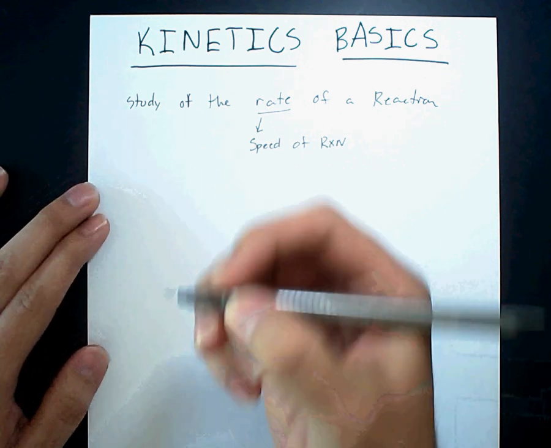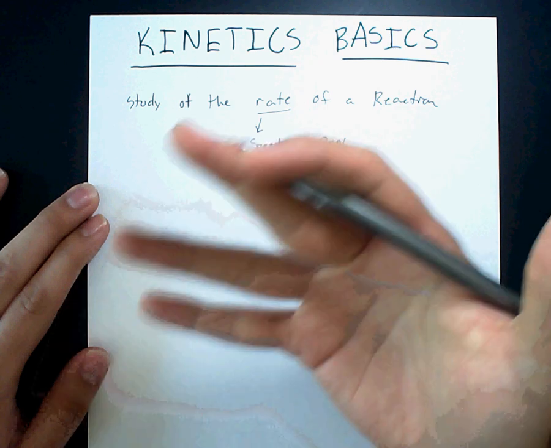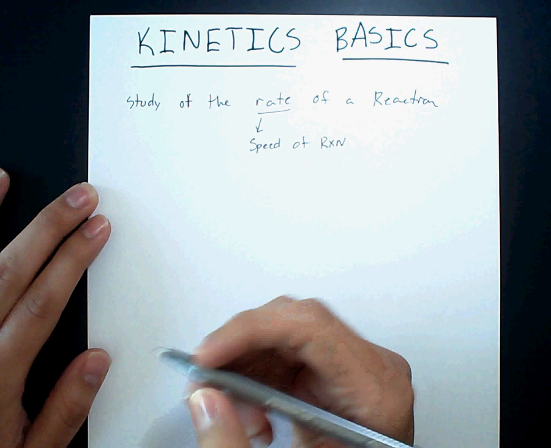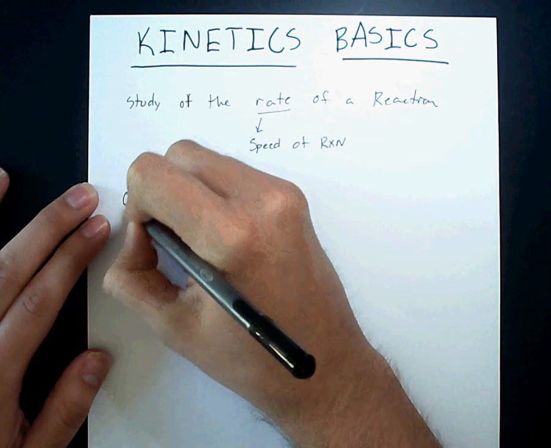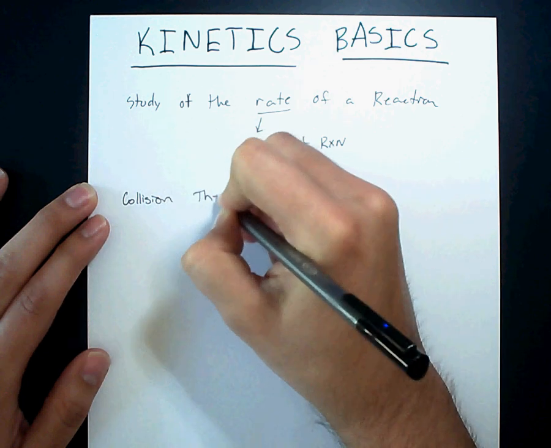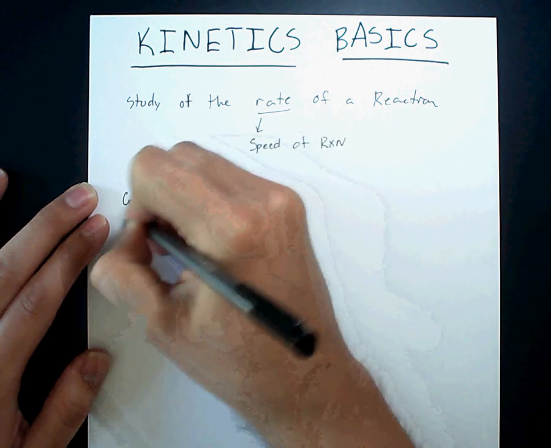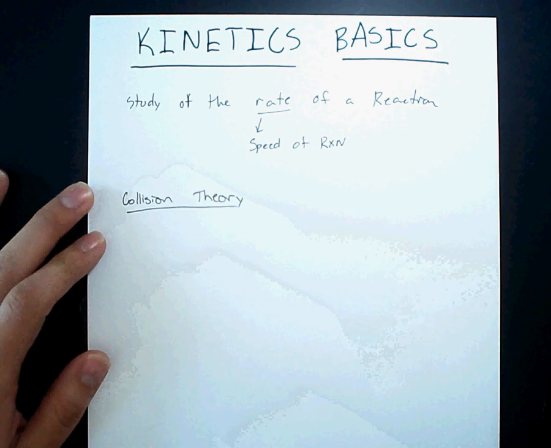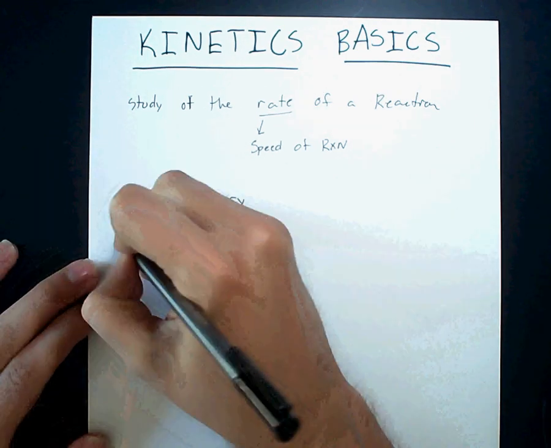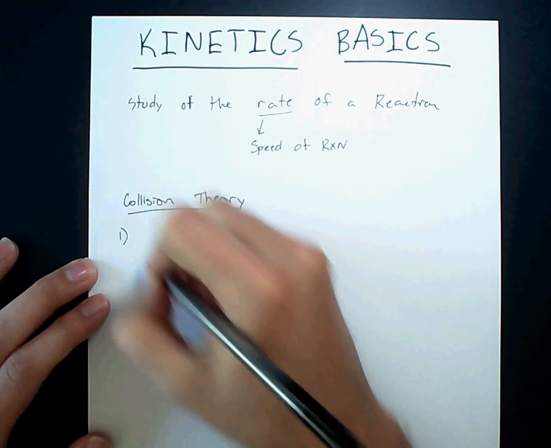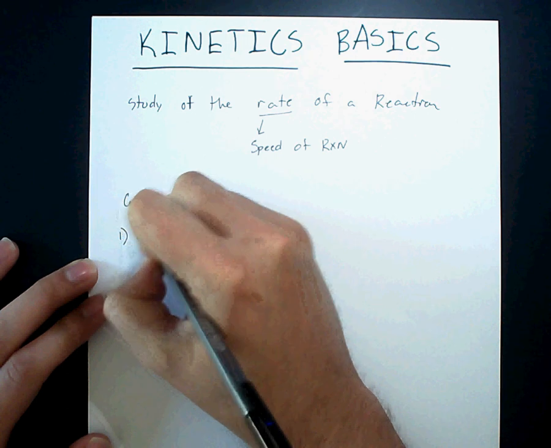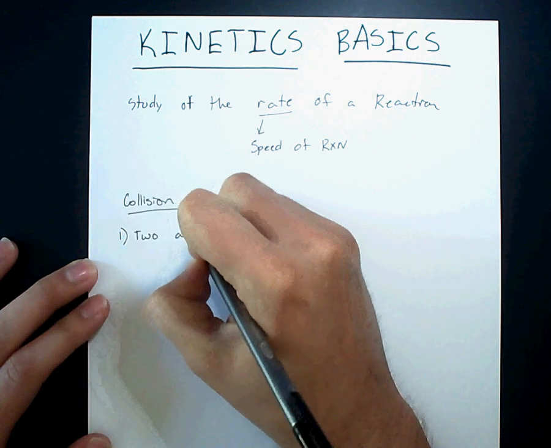The thing that determines how fast or how slow a reaction happens is called collision theory. So collision theory says that three things have to happen in order for a reaction to take place. Number one, two atoms or molecules have to collide.